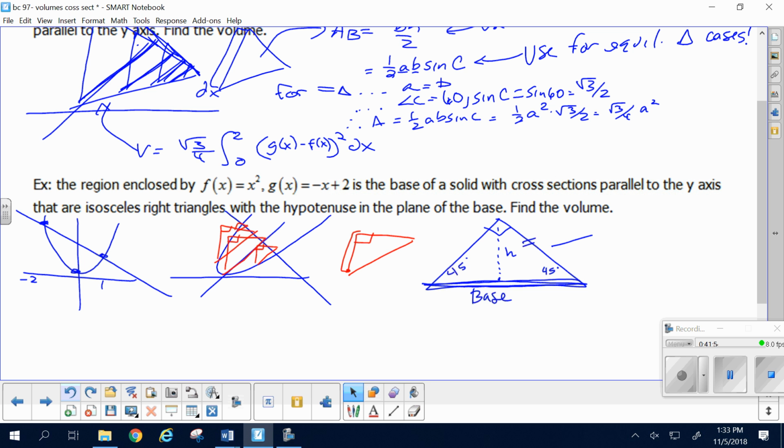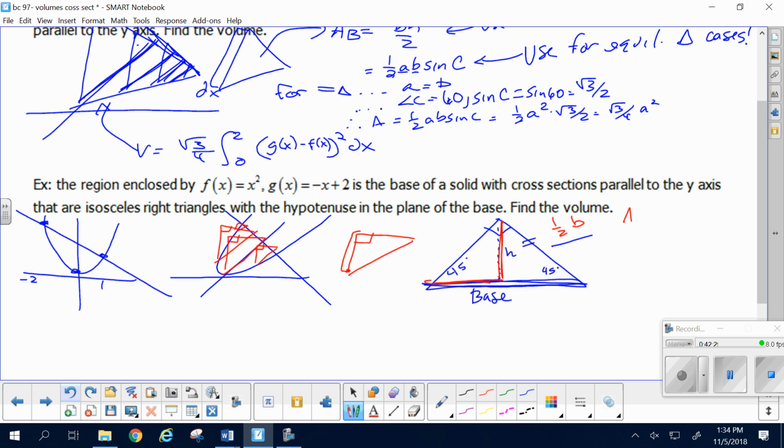What's the height's relationship to the base? Do you agree that if it's isosceles right, these base angles have to be 45 degrees? Okay, if that's 45, then this has to be 45. So this is like a baby isosceles triangle, and this side here must equal that there. So what is the height's relationship to the base? It is half the base.